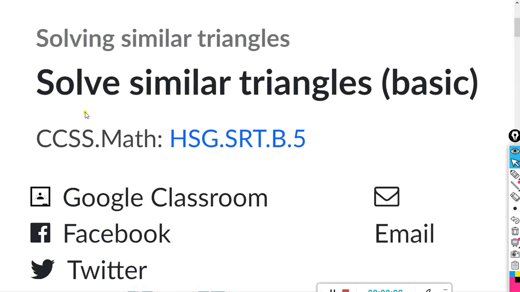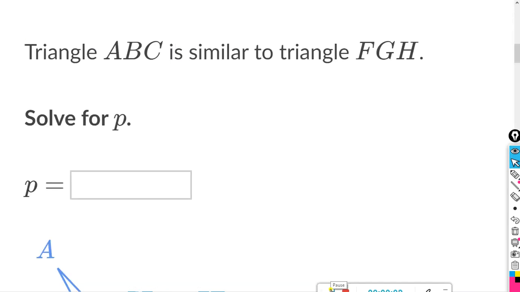This will be for the assignment, solve similar triangles, basic. In all of these problems, they give you the similarity statement in the first sentence. So we have triangle ABC is similar to triangle FGH. This symbol means similar to.